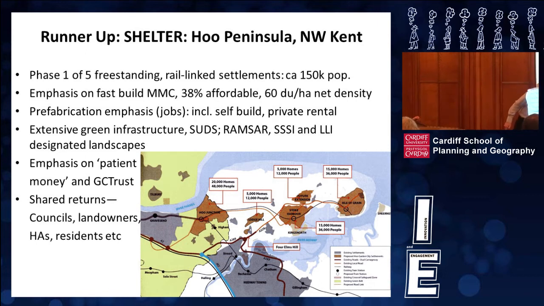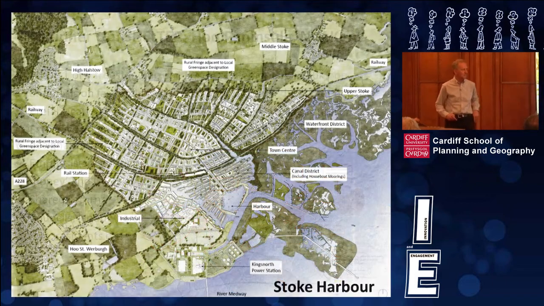This is Rochester, Gillingham and co, and this is the railway which currently exists. This is the Kingsnorth power station, so it's quite a lot already going on there. And the emphasis here is upon dense, affordable, green, patient money, a strong garden city trust, sharing returns with the council, with the landowners, with residents, shareholders, and with housing associations. So building a kind of coalition.